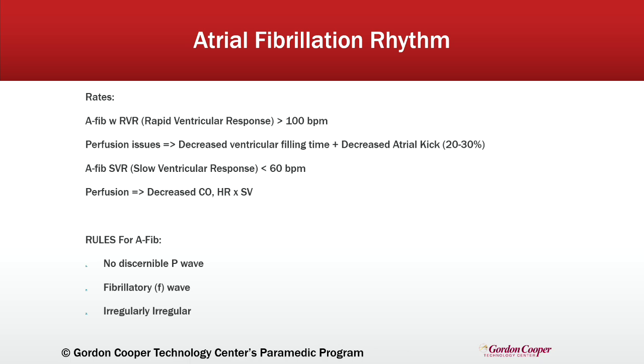And then we see down here the rules for AFib. We see no discernible P wave. So the P wave is completely absent due to chaotic activity in the atria. And then fibrillatory waves. So instead of the normal P wave, you see fibrillatory waves, which are small, irregular waves indicating that those atria are quivering. And then it's irregularly irregular. So that ventricular rhythm is irregularly irregular, meaning there's no consistent pattern or interval between the heartbeats. So each one is just a different length.